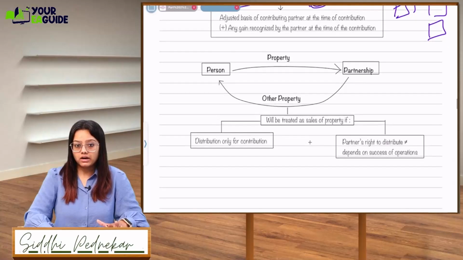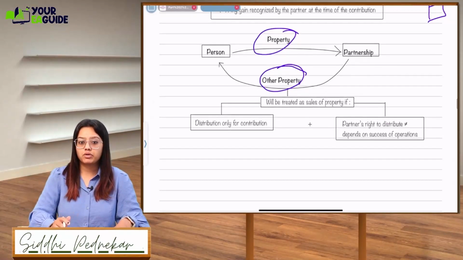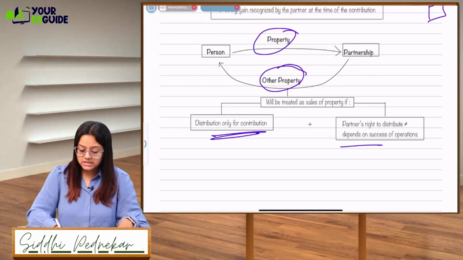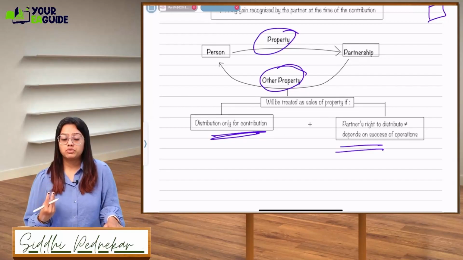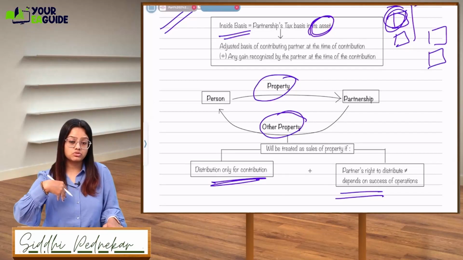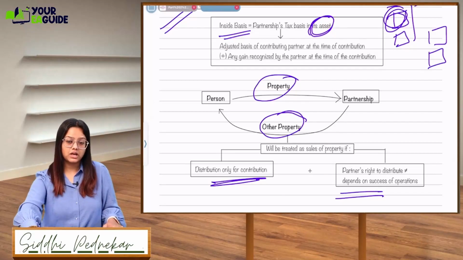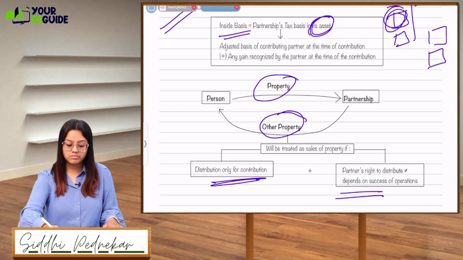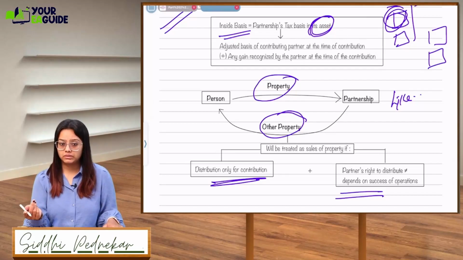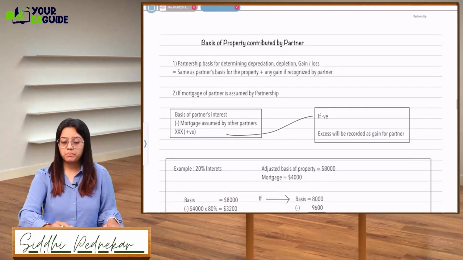Next, if you're transferring a property and against that you receive another property, it will be treated as a sale of property if the distribution is only for the contribution, plus the partner's right to distribute does not depend on the success of the operation. Means I can say that I am contributing the property to the partnership firm. Against that, if I am receiving another property, this will be the situation of a like kind exchange if I don't have any interest in that partnership firm. Okay, got it, guys?